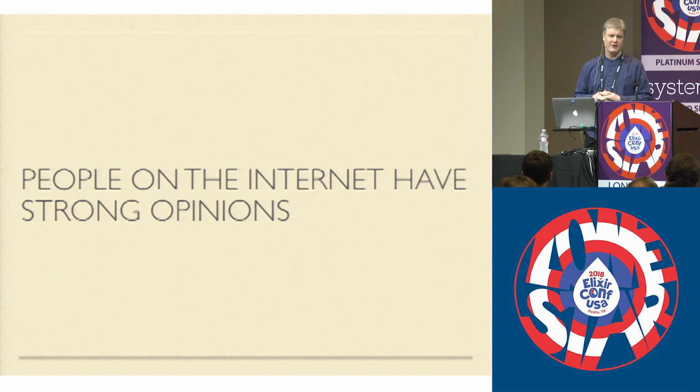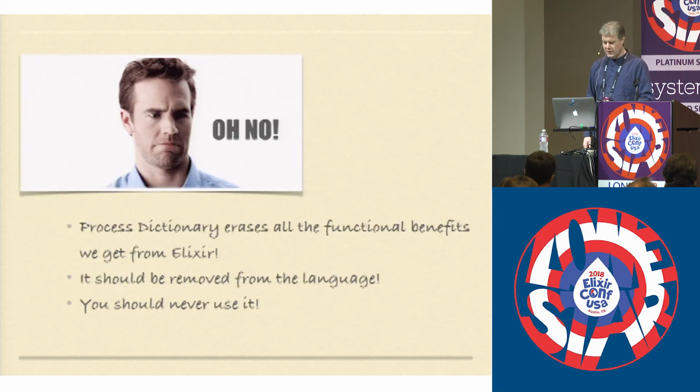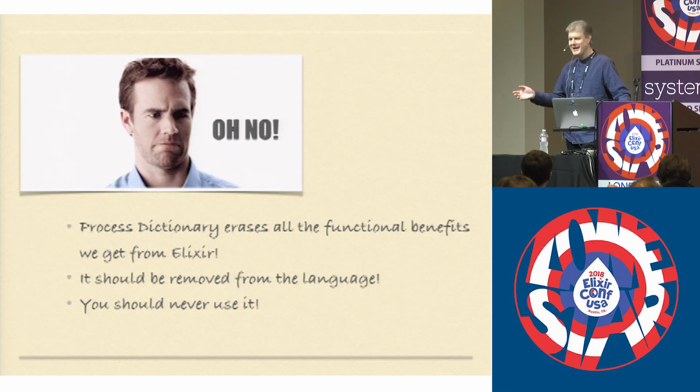I hate to break it to you, but there are some strong opinions out there, especially on the process dictionary. So I want to present both sides, and let's go through these piece by piece and help us all gain a better understanding of what this is about and when we should and shouldn't use it. So this guy I call Mr. Cross. He just has this face that looks like he just says, no, no, no. And his argument: process dictionary erases all the functional benefits we get. It should be removed from the language, and you should never use it. You can tell he feels really strongly about that because of all the exclamation points.